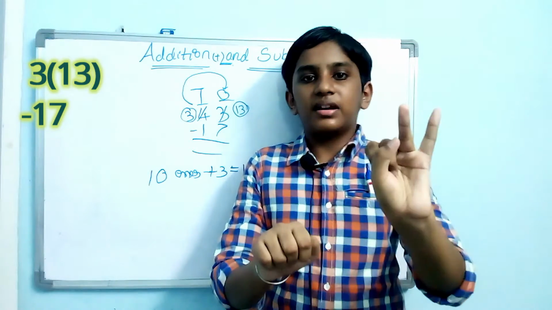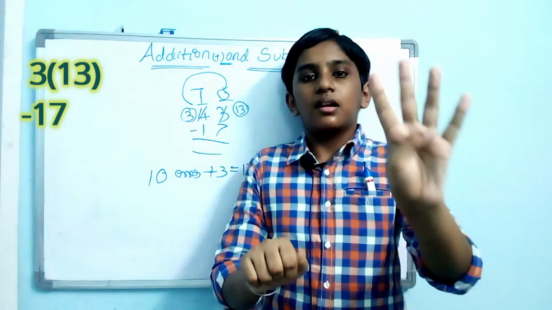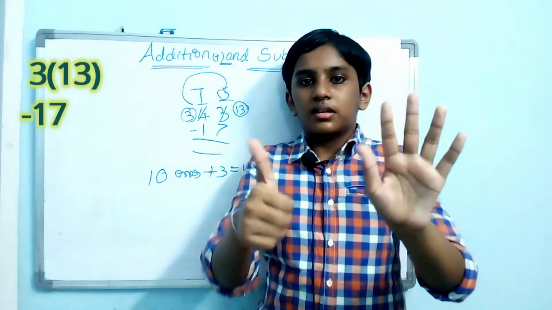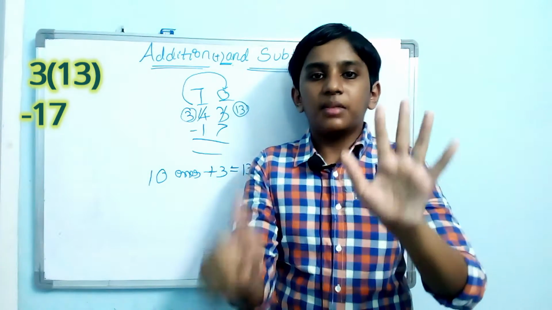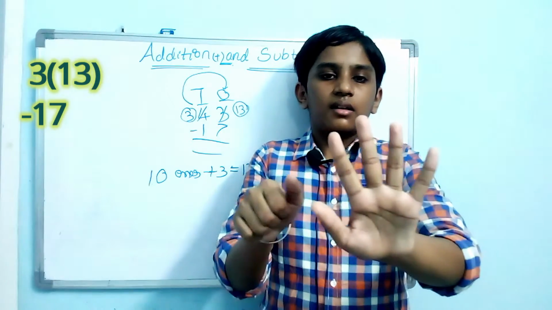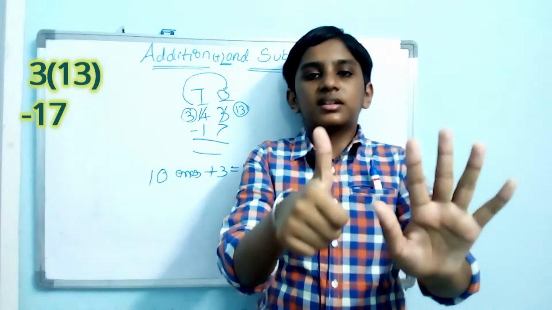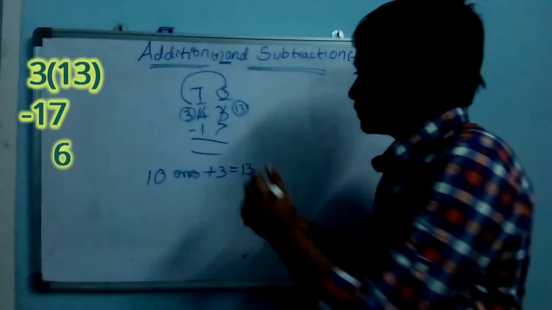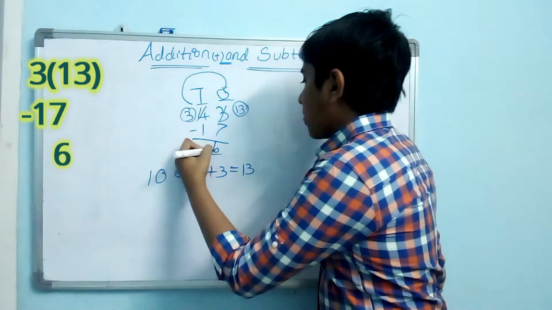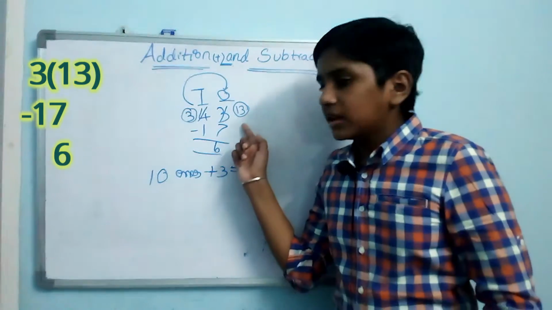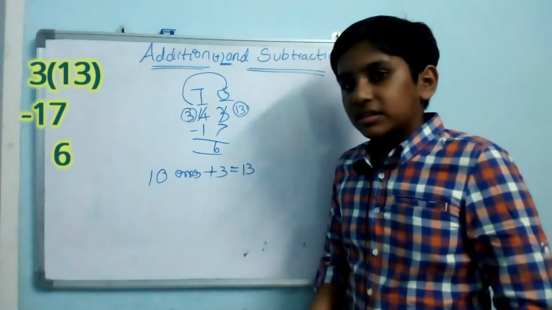12, 11, 10, 9, 8, 7. Now we have reached 7. How many numbers did I open? I opened 1, 2, 3, 4, 5, 6. So my friends, 13 minus 7 is 6.